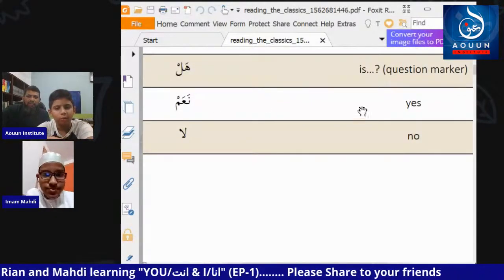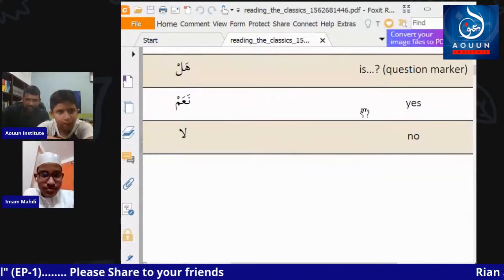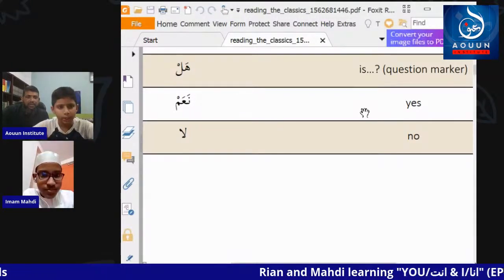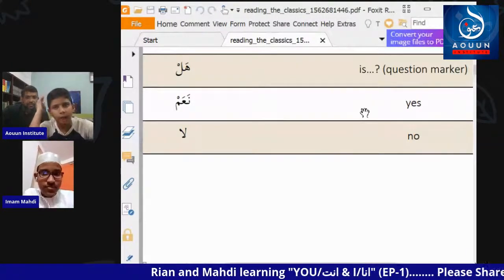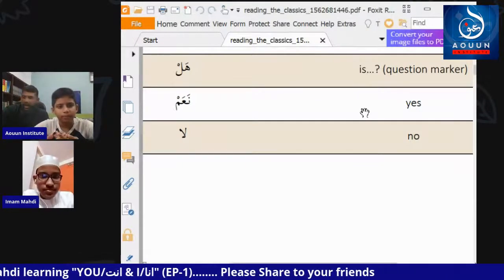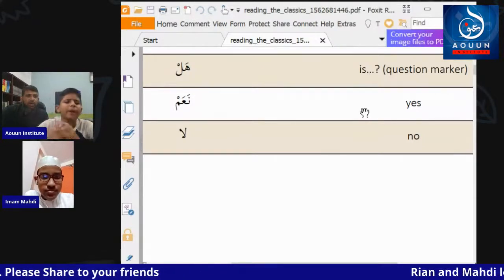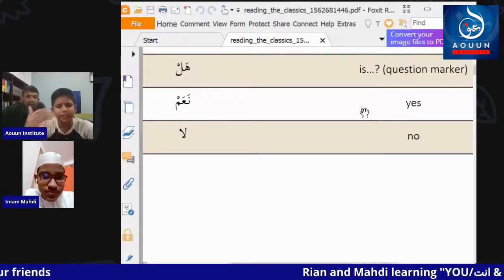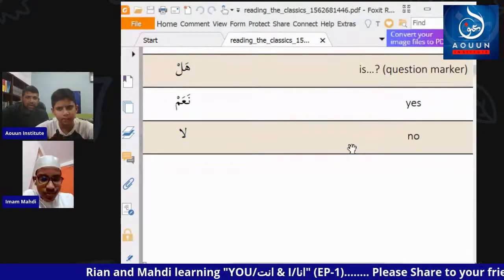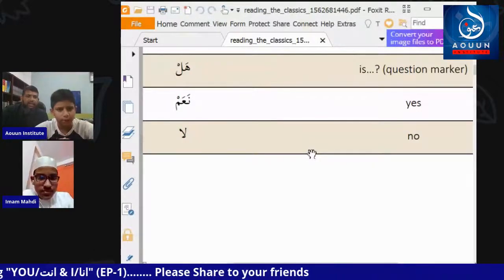Now, Hal, which is like what are you doing? That I question you, what are you doing? So, Hal Anta, who are you? Hal means, in Bengali, Hal is actually key. But in English it is like what or is something like that. It's a question marker. Hal.